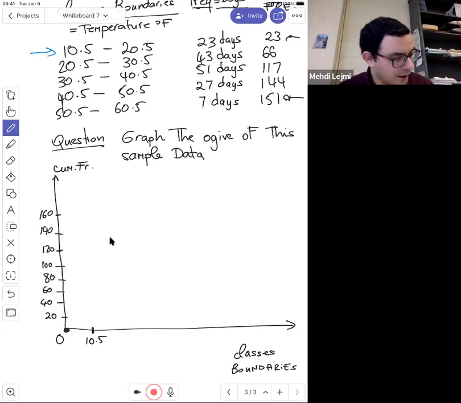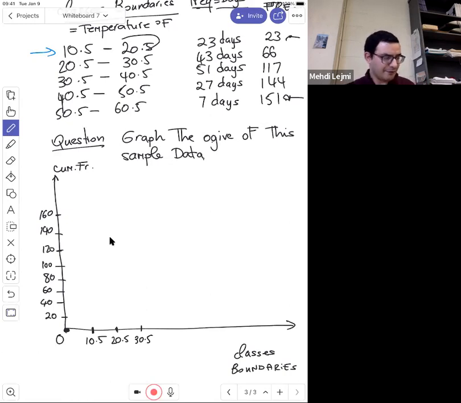And then the next class boundary is 20.5, right? So we have 20.5, then 30.5, and of course the distance between 10.5, 20.5, 30.5, I mean, the distance is supposed to be the width, right? They all have the same distance.